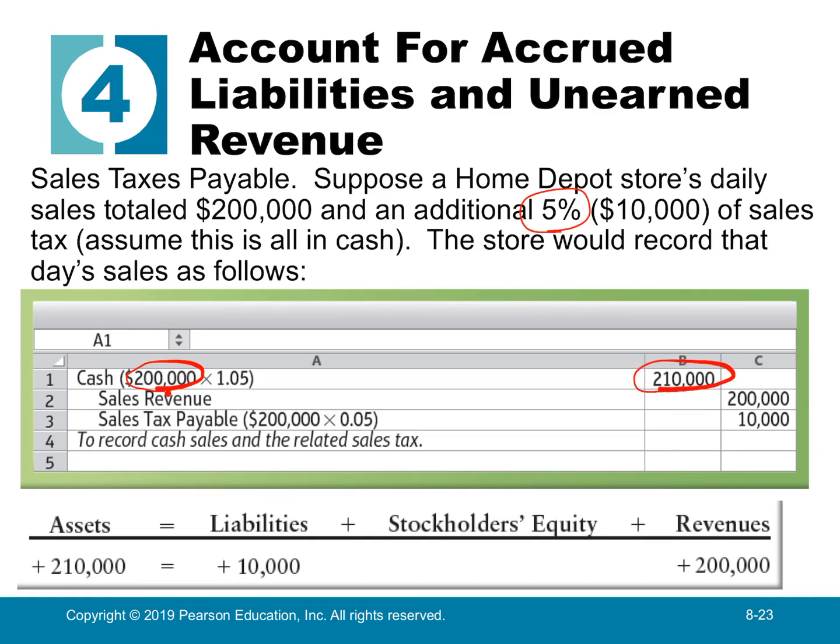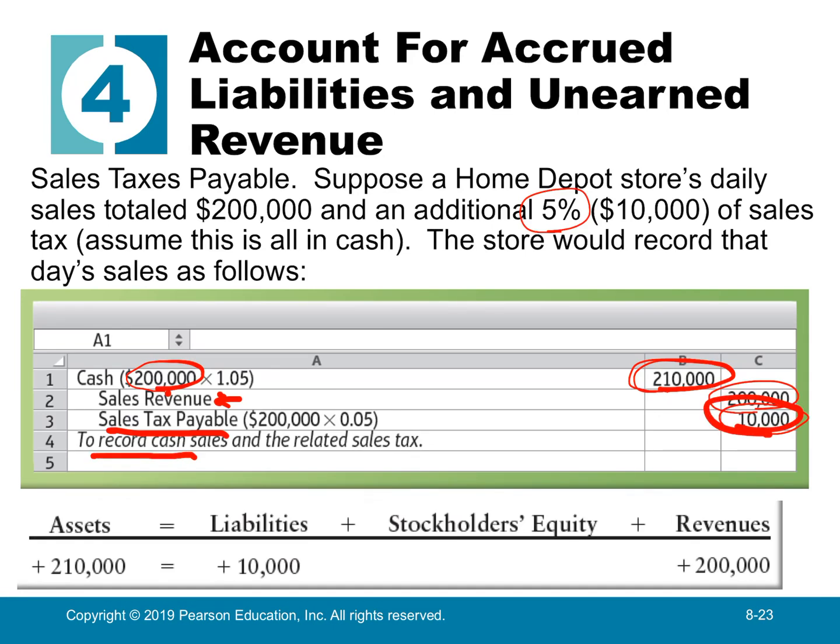$210,000 of cash. But Home Depot is only going to show $200,000 of that as revenue. The other $10,000 they owe to the government as sales tax payable. It's a liability. So you handed them some cash. Home Depot is simply the middle person handing the $10,000 from you to the government, right?